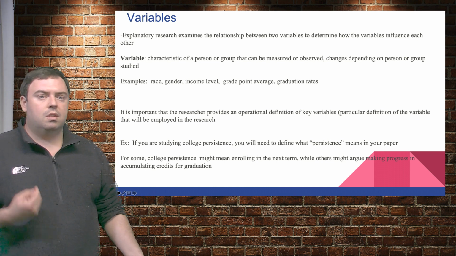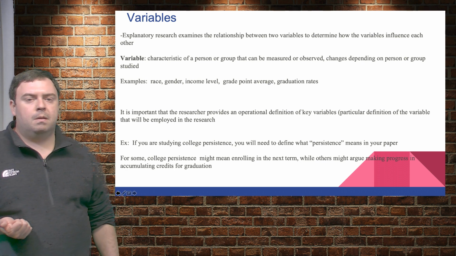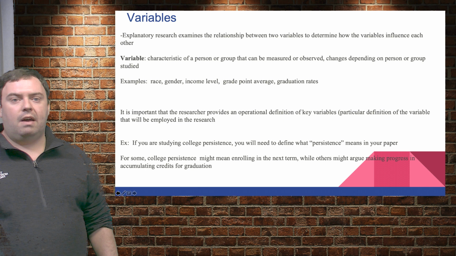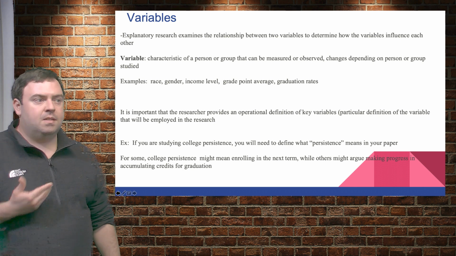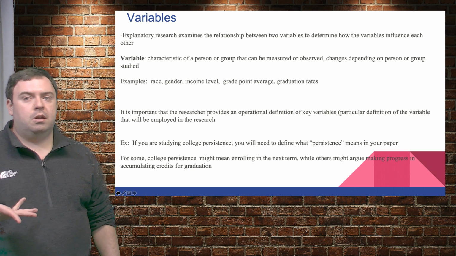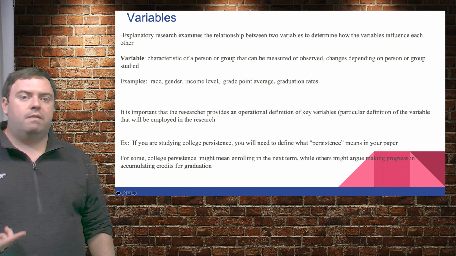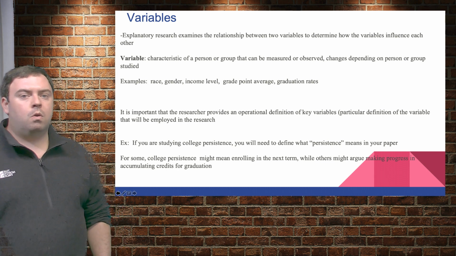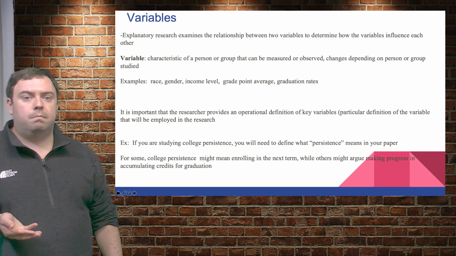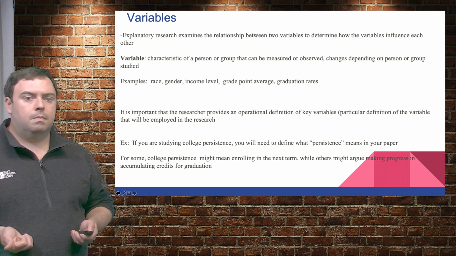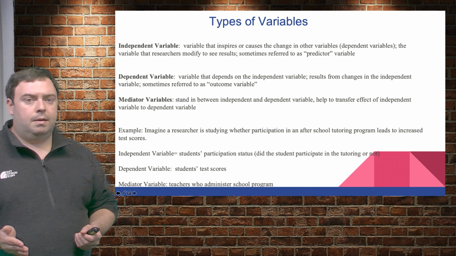Some researchers might define persistence as just continuing to the next semester after their first semester of college. But other researchers might define persistence as their likelihood or their ability to graduate within 4 years. Or another researcher might even call persistence the ability to acquire a full credit load each semester. So it's important you define your variables for your particular study.